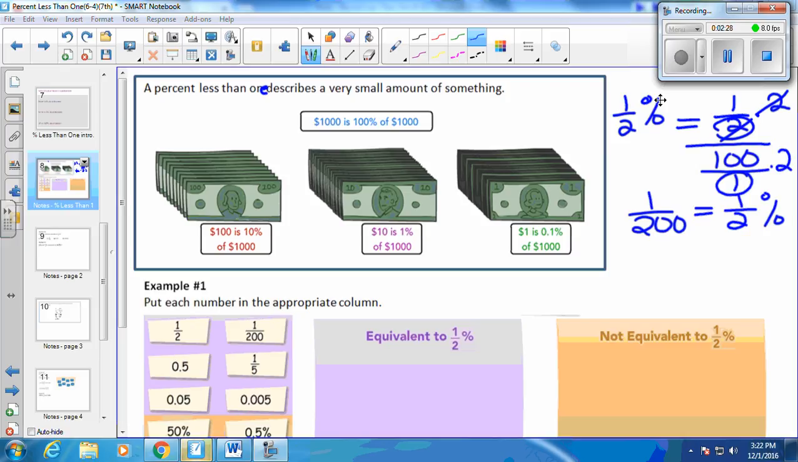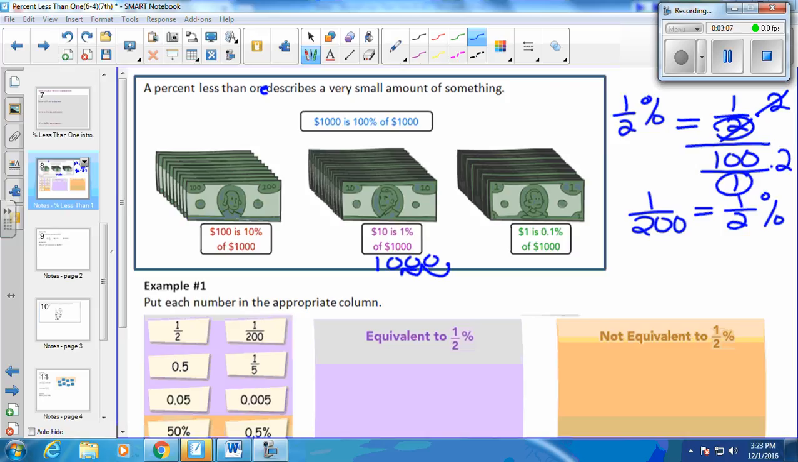Now let's say that you want to put 10% of that $1,000 away. 10% would be $100. If you now wanted to save 1% of your $1,000, that would be $10, because to find 1% of a number, you move the decimal point 2 places to the left. And then $1 is 1/10% of $1,000. So if you're talking about $1,000 in bills, one single dollar bill is 1/10%. That is a very small amount compared to the rest of the $1,000.